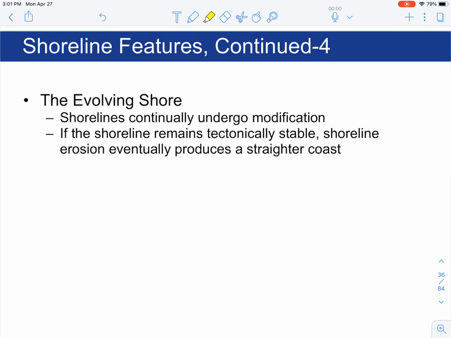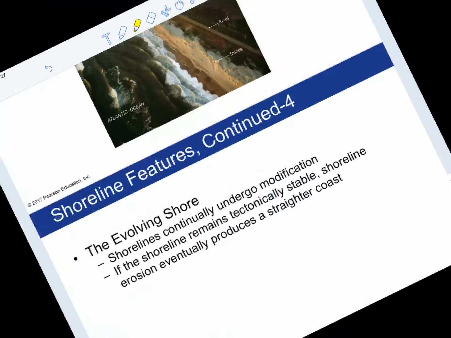Shorelines are constantly evolving. That makes sense because energy changes. So during the summer, you have more energy transferring through the atmosphere and then the surface of the water, creating waves that constantly modify and change coastal landforms.